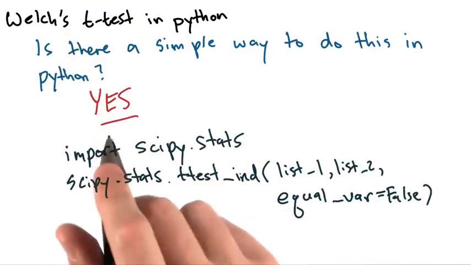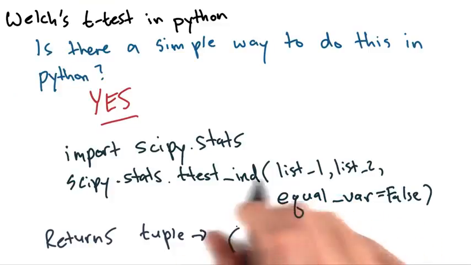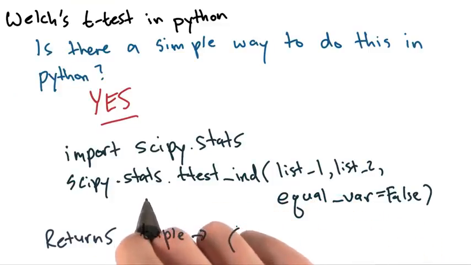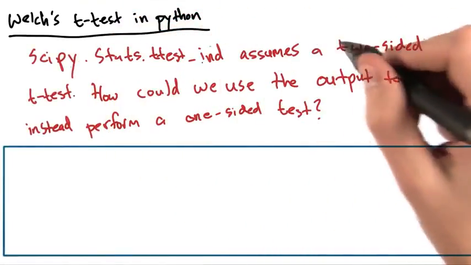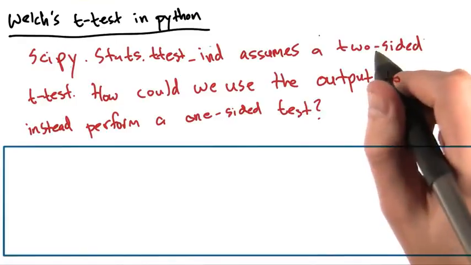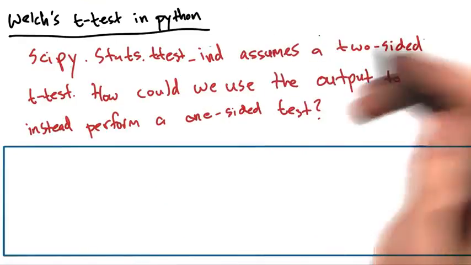This function will return a tuple. The first value is the t-value for your data, and the second value is the corresponding p-value for a two-tailed test. The values returned by scipy.stats.ttest_ind assume that you're performing a two-sided t-test, where we're only testing for whether the means of our two samples are different.